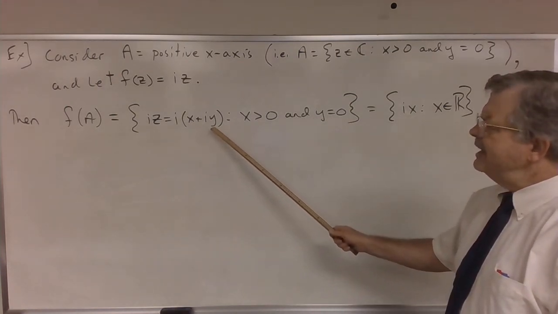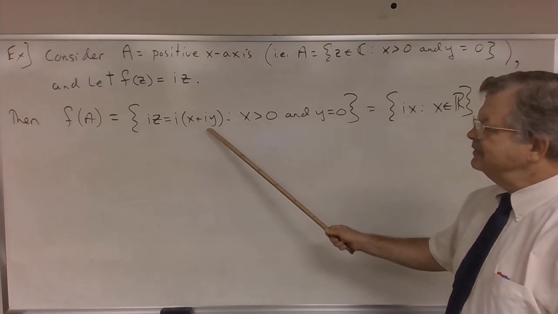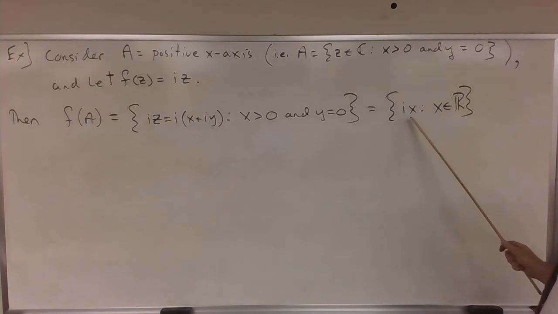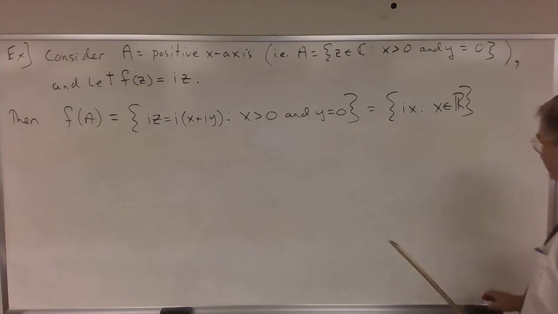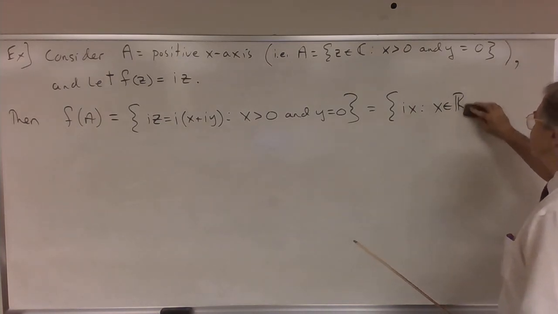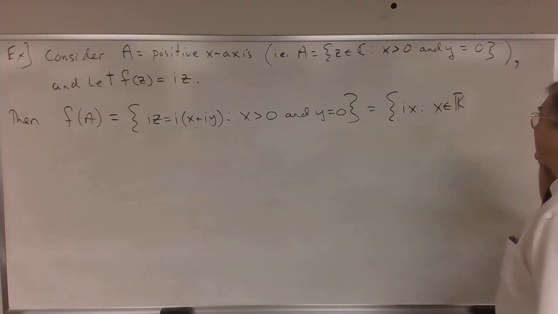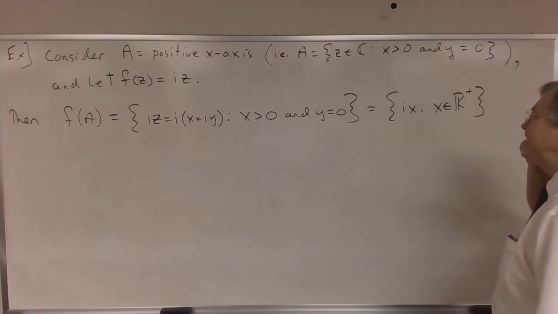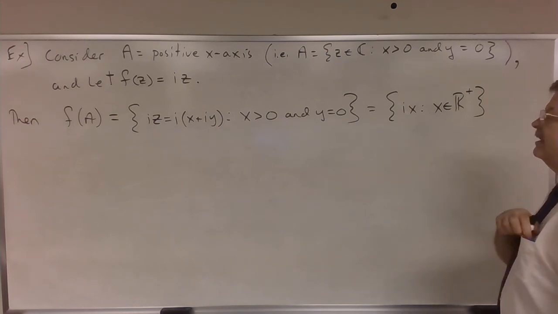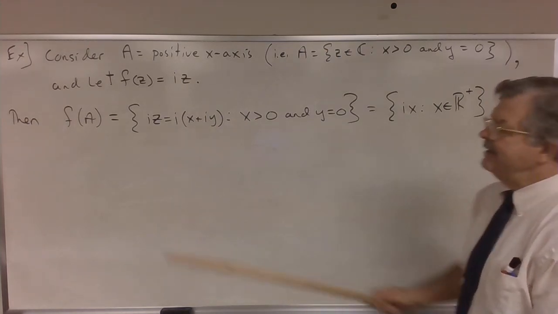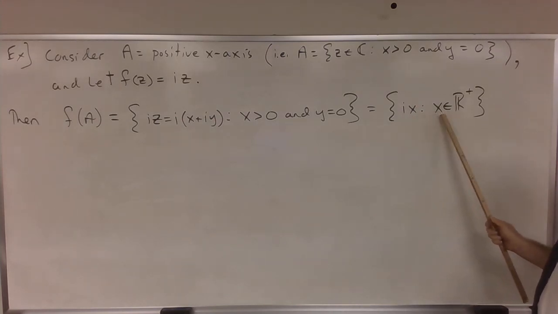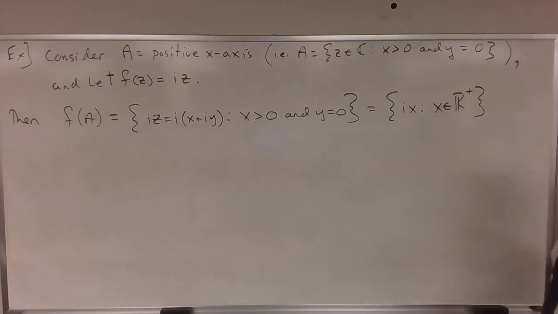Well, let's see, if y equals 0, this term is going to be 0, right? So what this really is, it's the set of all ix such that x is a positive real number. So that's what the image of A, f of A, is. It's the set of all ix such that x is a positive real number.